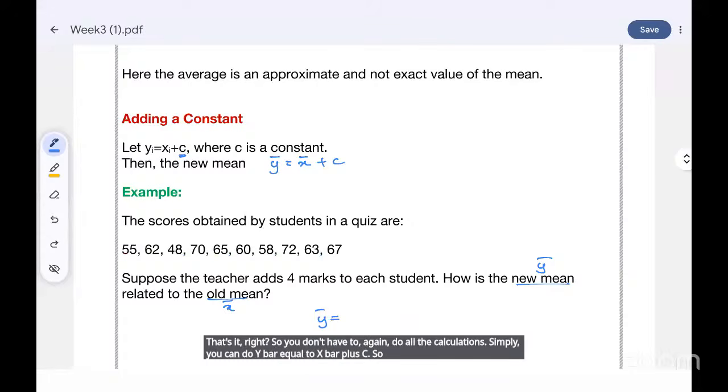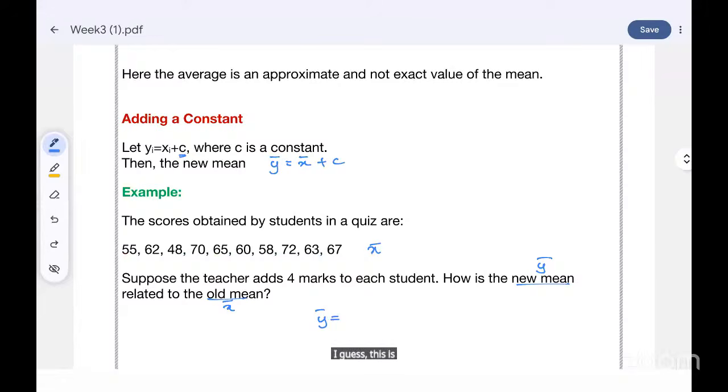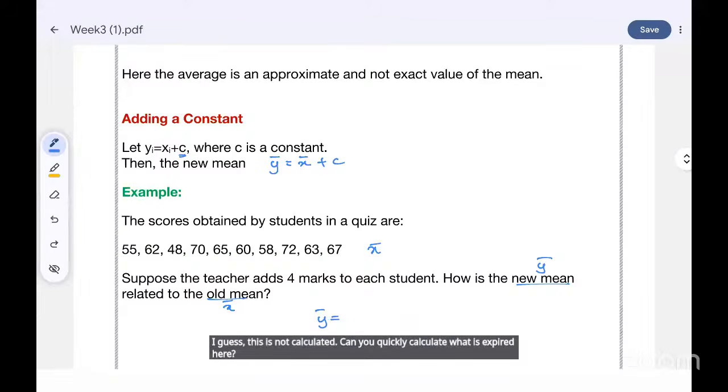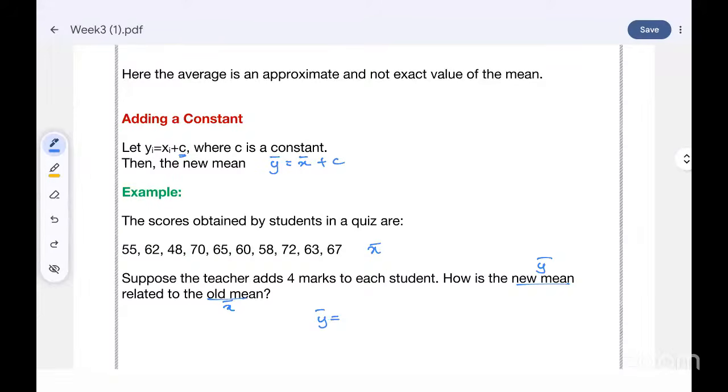So in this case, what is the x bar value? Did we already calculate it somewhere? I guess this is not calculated. Can you quickly calculate what x bar is here? It is 620 by 10. So it should be 62.